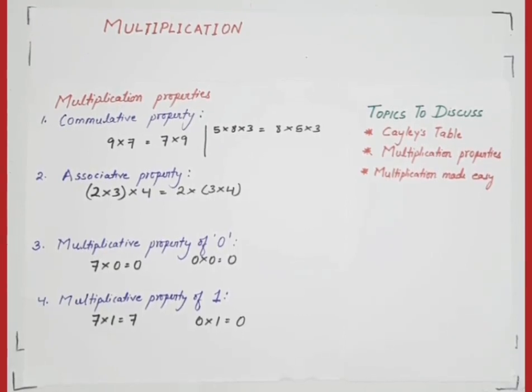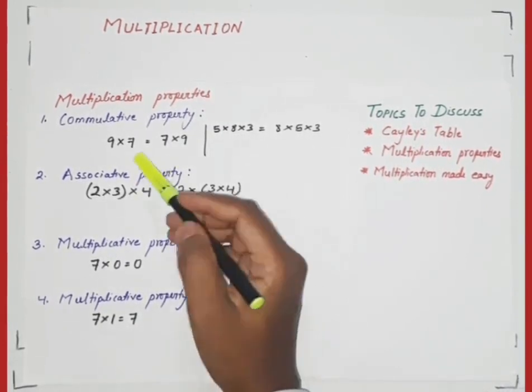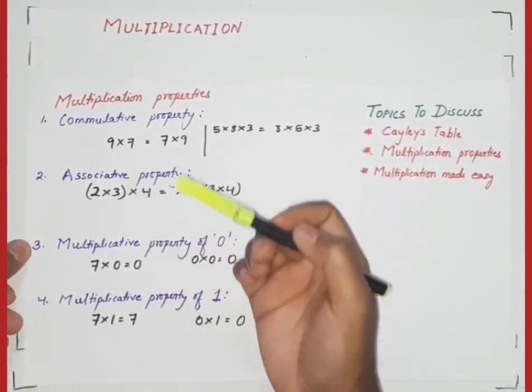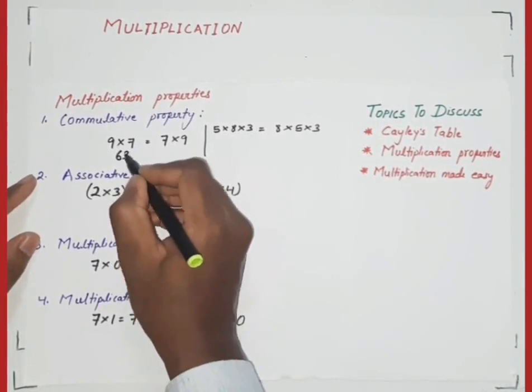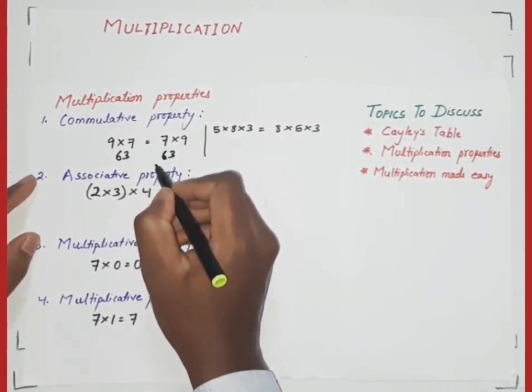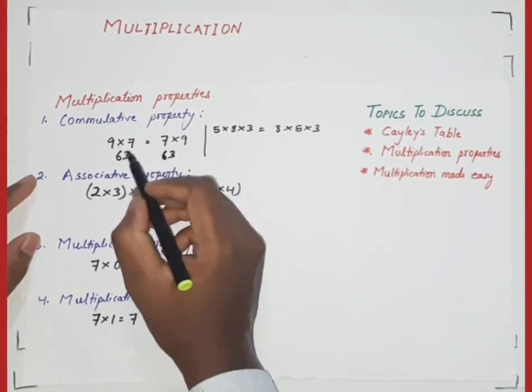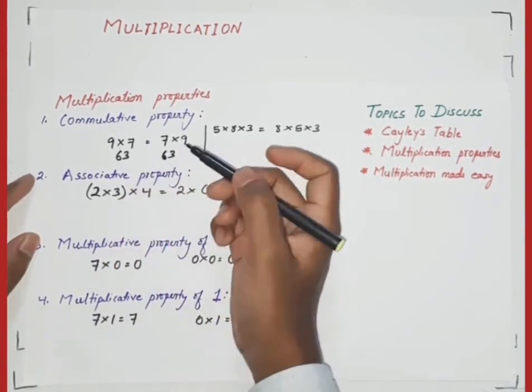What does the commutative property mean? It means when two or more numbers are multiplied, the product remains the same, isn't it? So here I have written 9 into 7. What is 9 into 7? 9 multiplied by 7 is 63. And also 7 into 9 is 63. If you change the order, 9 into 7 or 7 into 9, our answer will come the same, isn't it?